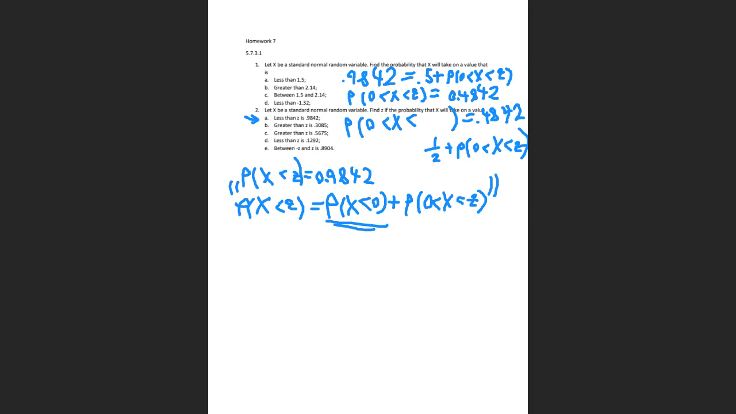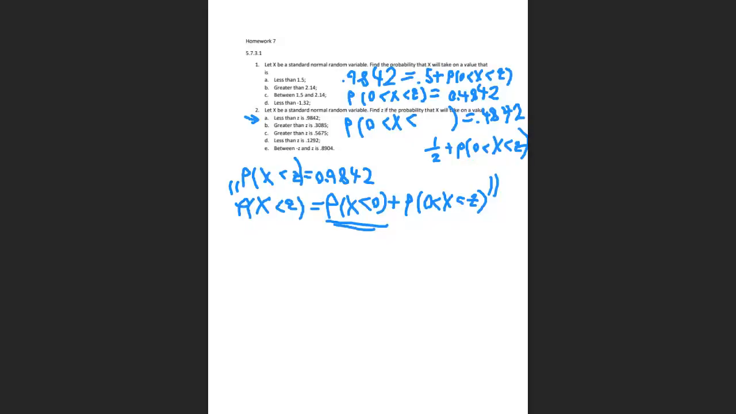Okay, so what is the number I told you to look for? 0.4842. Good, so do you see it? Yeah, okay. So what is the value of little z corresponding to that number in the table? No, you said you see this cell that says 0.4842, right? Yeah. Okay, so now tell me the value of little z corresponding to that cell.